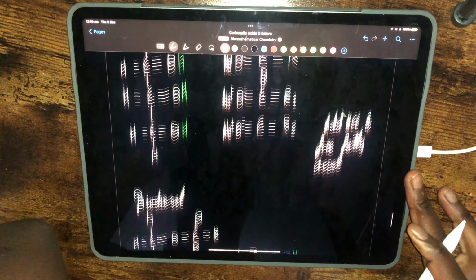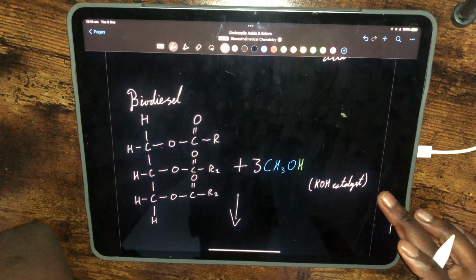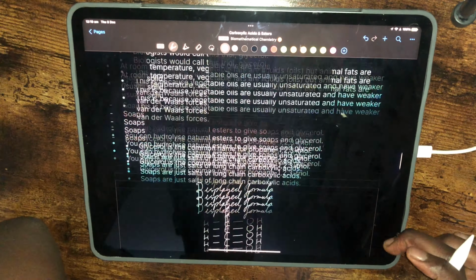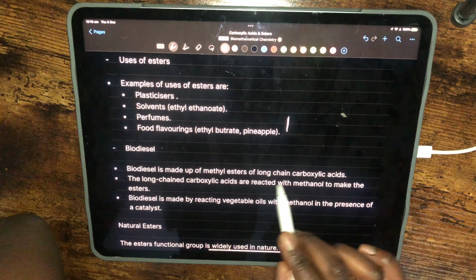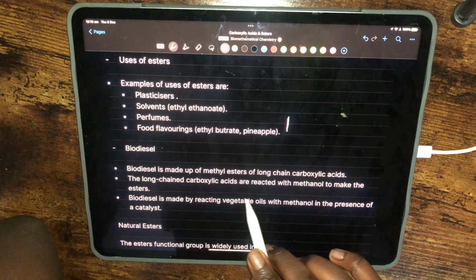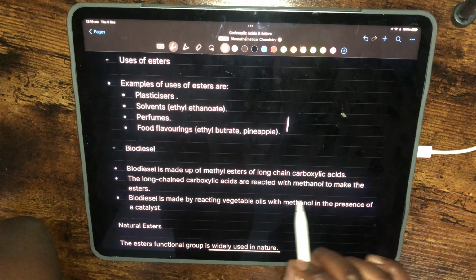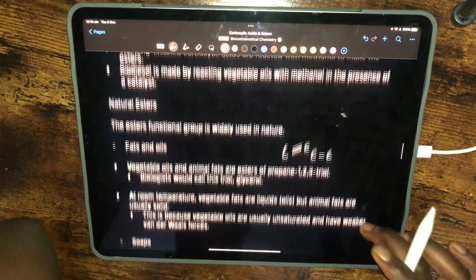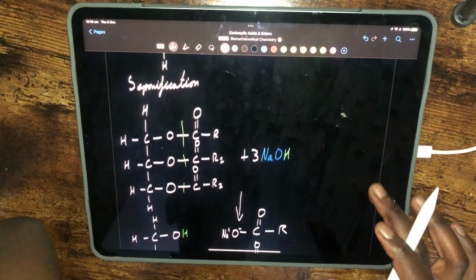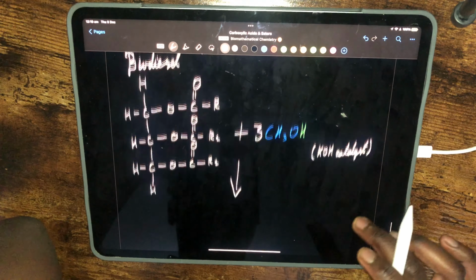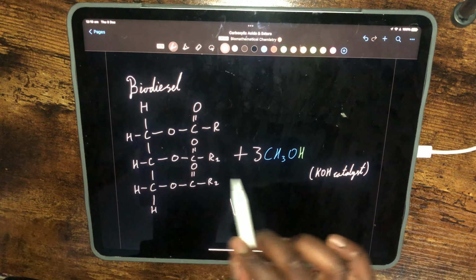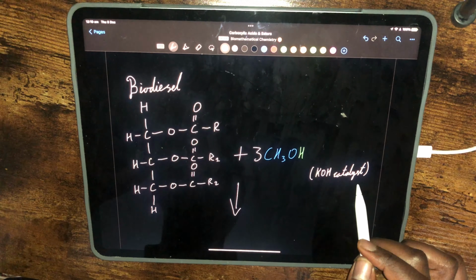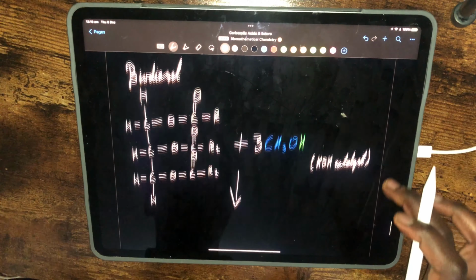The last part here I wanted to talk about was biodiesel. So biodiesel is made up of methyl esters of long-chain carboxylic acid. The long-chain carboxylic acids are reacted with methanol to make the esters. Biodiesel is made by reacting vegetable oils with methanol in the presence of a catalyst. Right, so we have our ester here, and we have our methanol, and we have our potassium hydroxide catalyst. That's what we would use.